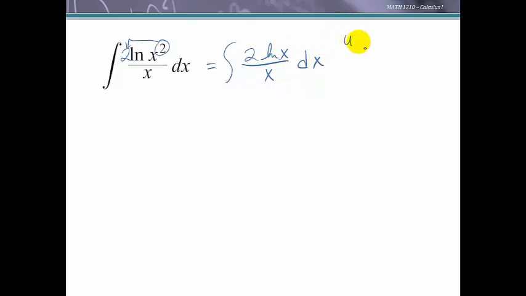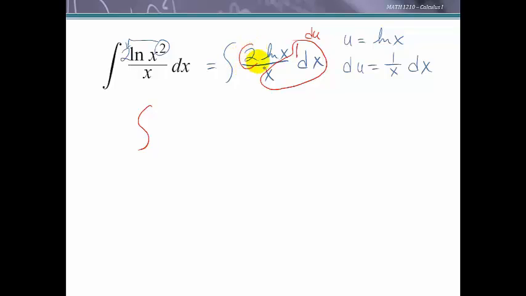So that's a clue for me to say, well, let's let u be the natural log of x. So when I take du, that's going to be 1 over x dx. Nicely enough, I have that. So that part is going to be my du. So as I do my substitution, this 2 is just a constant, so I will put it out in front. My natural log of x becomes u, and my 1 over x dx becomes du.